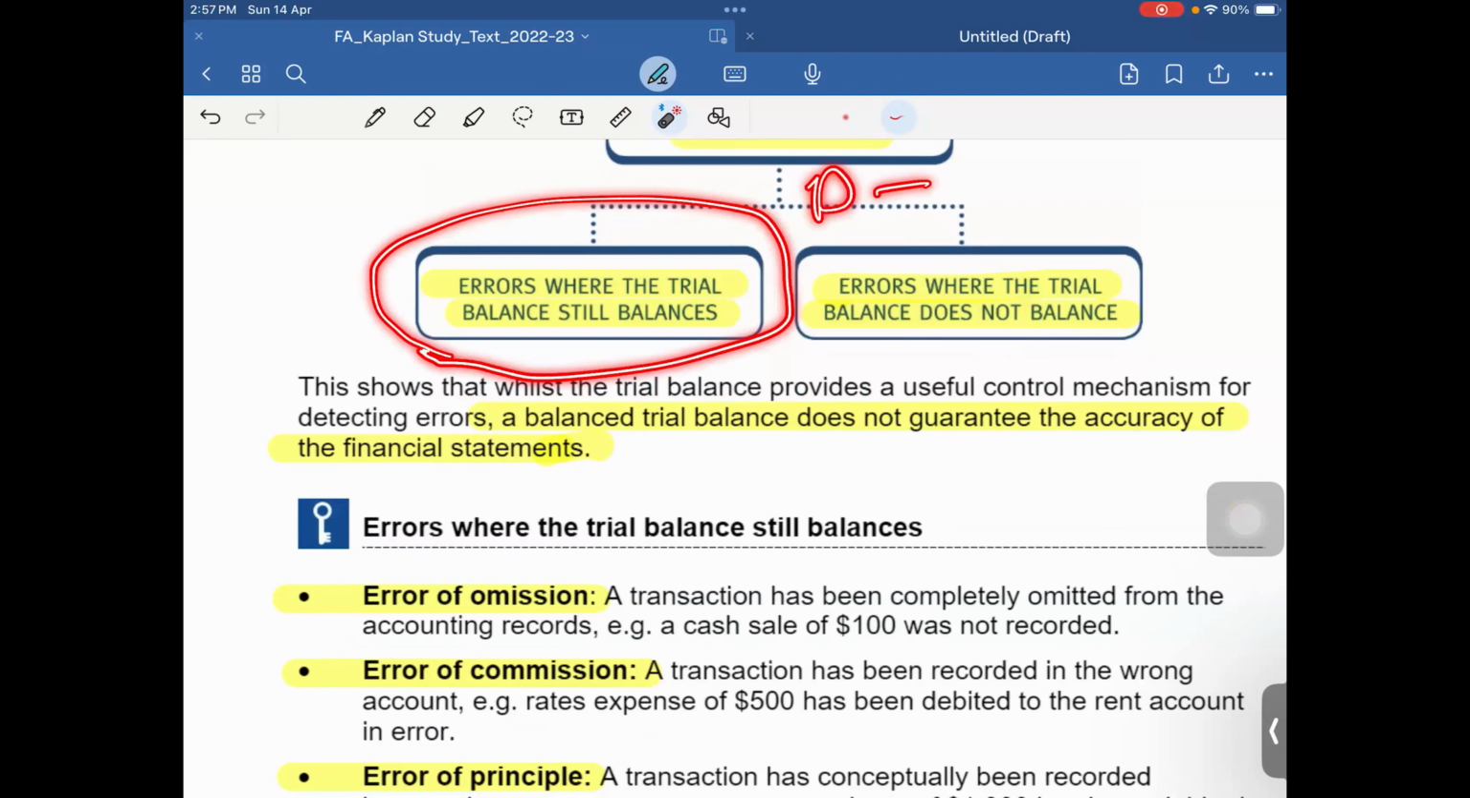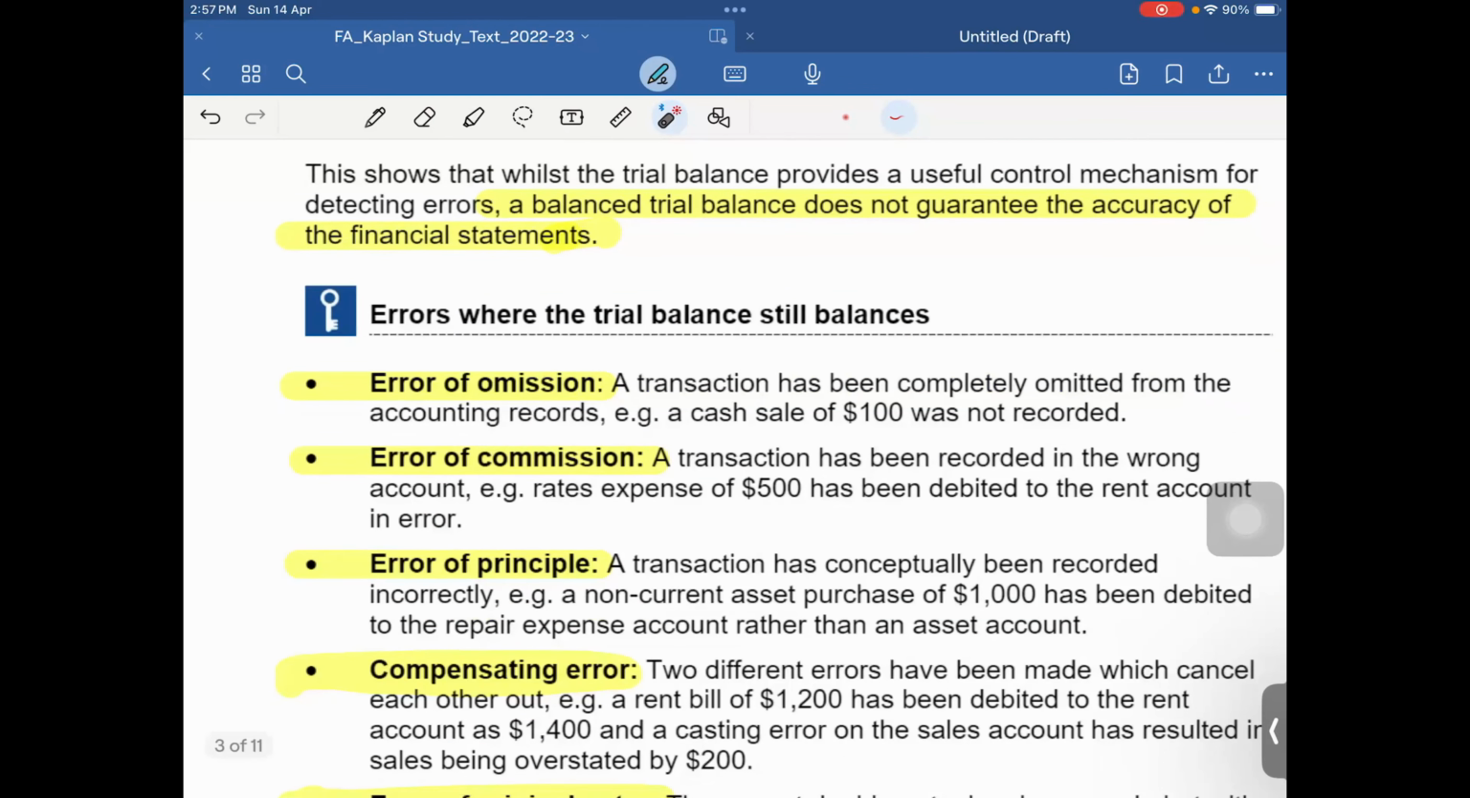So now you know, even if the trial balance agrees, that is, the debit is equal to credit, it doesn't mean that it is an error-free trial balance. Does it guarantee that? No. Because there are some errors and mistakes that you make in transactions which would make the trial balance appear balanced. Now we are going to discuss the errors that actually leave the trial balance balanced.